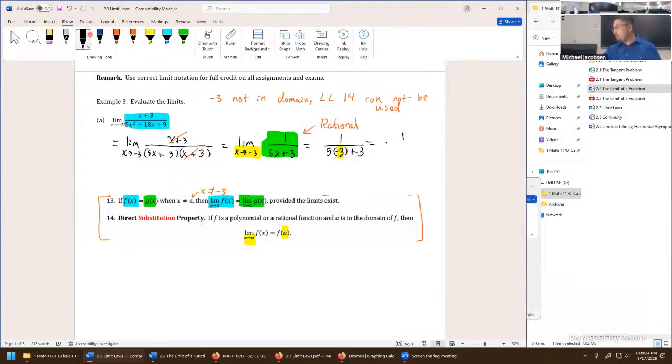So this is now equal to 1 over, that's -15 plus 3, so -12. So the limit of this function as x gets closer and closer to -3 is nothing but -1/12. Kind of weird in a way. Any questions at all, folks, with the use of those two limit laws?